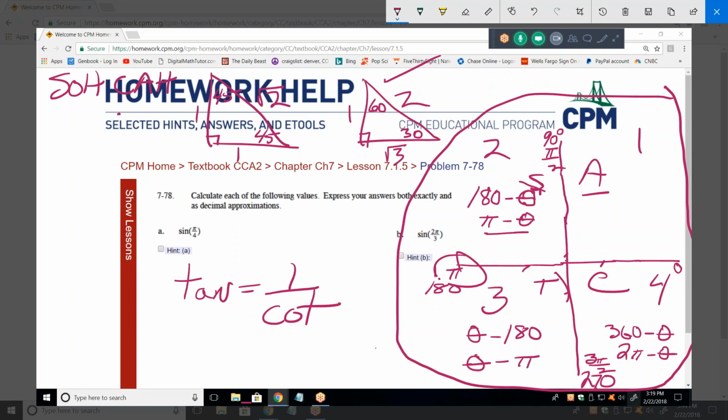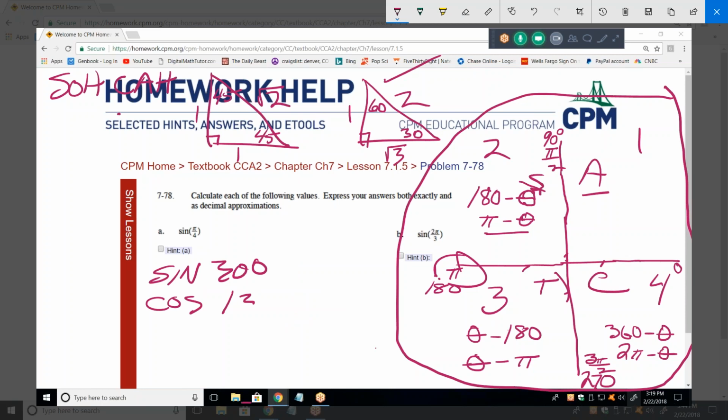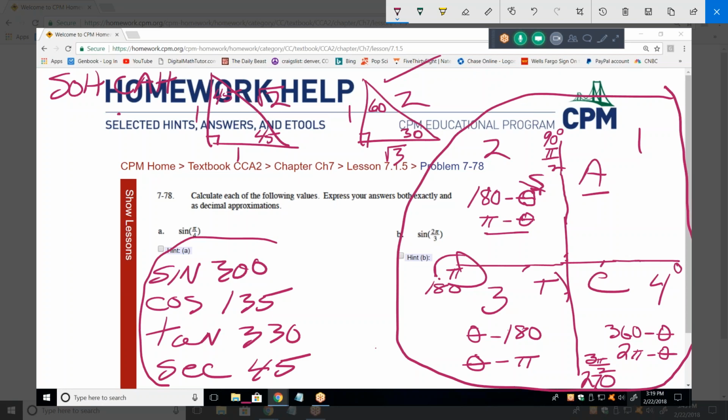And that really will allow you to answer all of the following questions that one might ask. What is the sine of 300? What is the cosine of 135? What is the tangent of 330? What is the secant of 45? In other words, no matter what trig function, as long as that angle is a multiple of either 30 or 45, this method is going to allow us to come up with the exact answer.